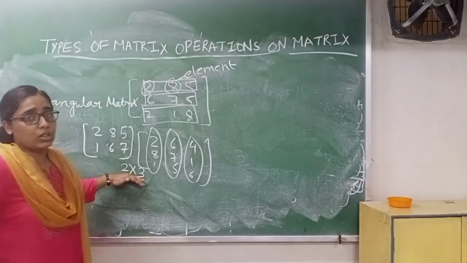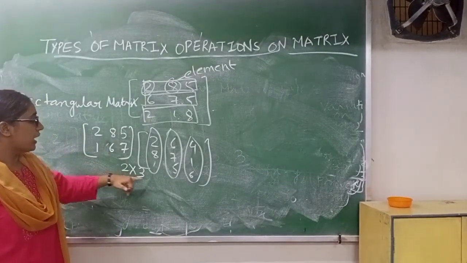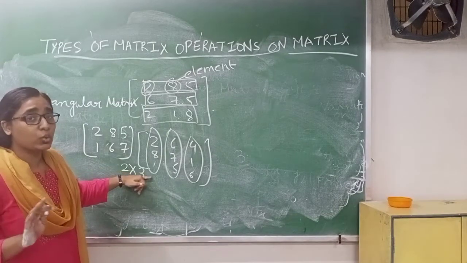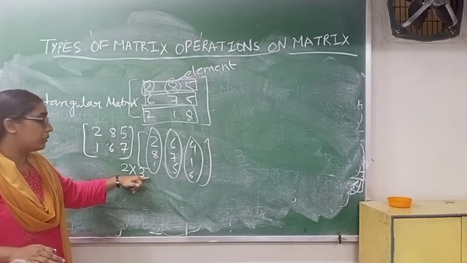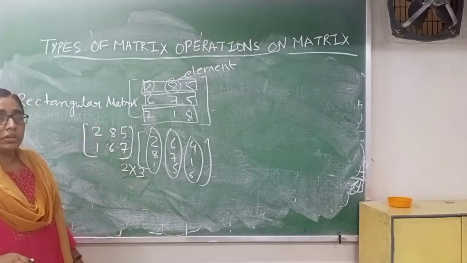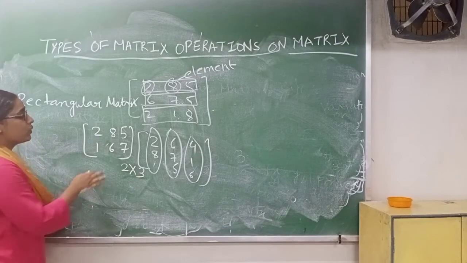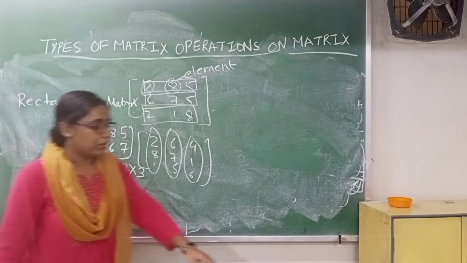Okay, what? Order of a matrix. We have 2 rows and 3 columns. Okay, how will we read it? 2 by 3, not 2 into 3. 2 by 3 means 2 rows and 3 columns. And since the number of rows and the number of columns are not equal, that is why it is known as a rectangular matrix.